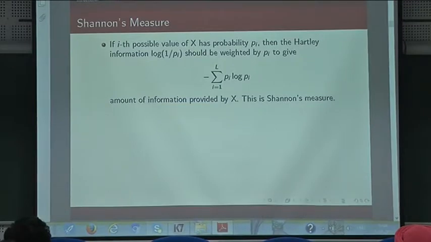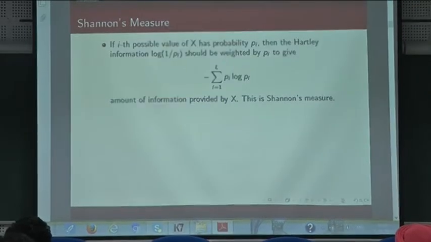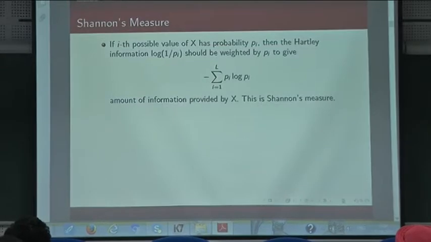If the ith possible value of x has probability pi, then the Hartley information should be weighted by pi to give this amount of information provided by x. This is Shannon's measure. So, the model that Shannon proposed was that we should measure information as sigma i equals 1 to L of pi log pi, with a minus sign.